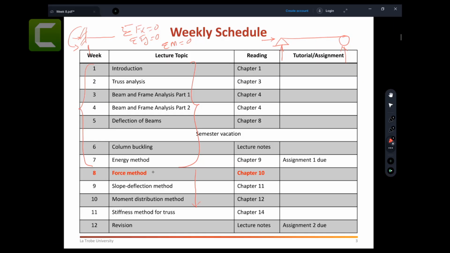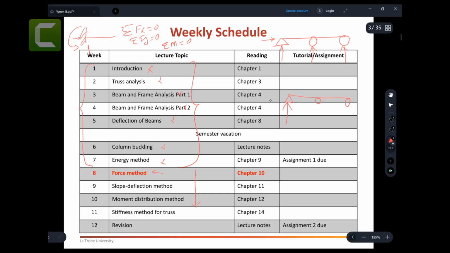Now from week number 8, we are going to talk about additional indeterminacy, meaning that you have additional unknown forces. Let's say I put 1 roller here. For example, I put 1 roller because the beam was deflecting too much, so I put an extra roller. If I put an extra roller, I have an extra unknown force. So if someone asks you to draw the bending moment diagram and shear force diagram for this beam, you may not be able to use all the methods that you have learned in the previous weeks, right?